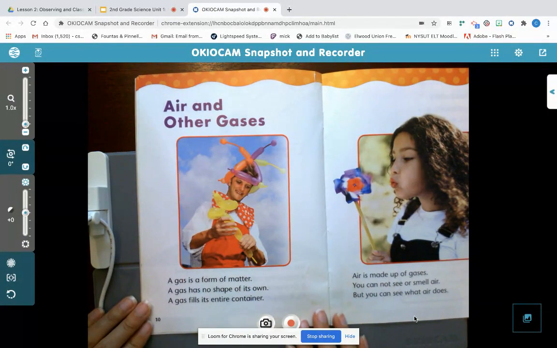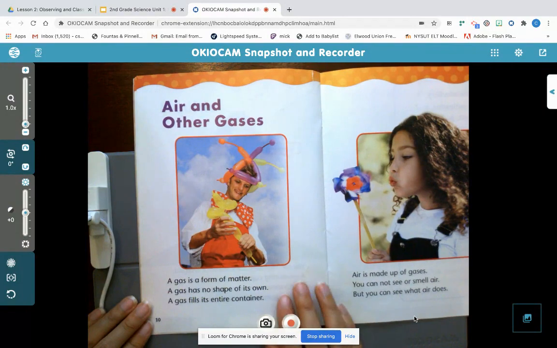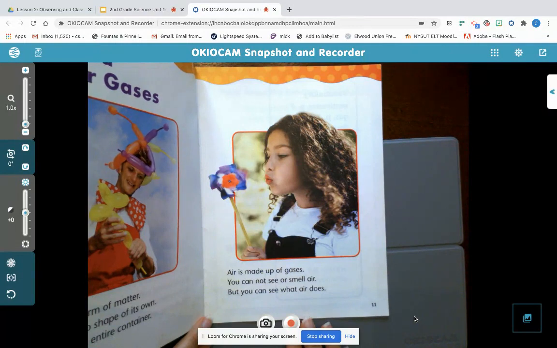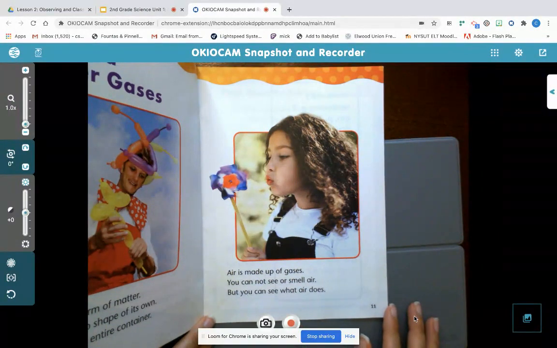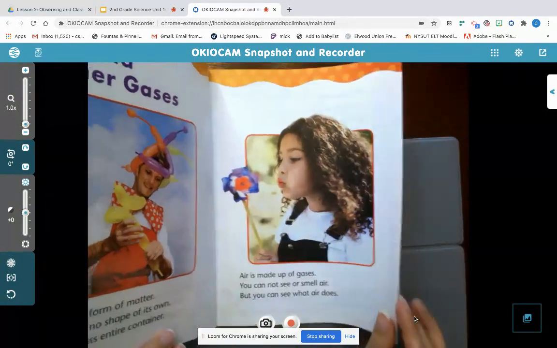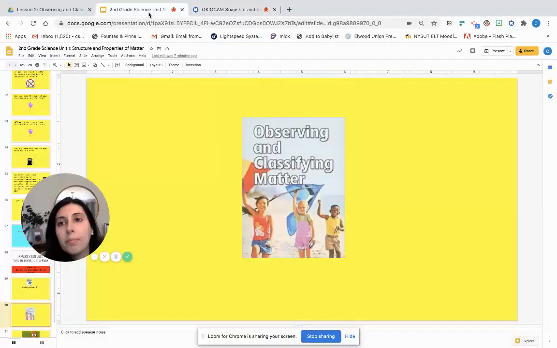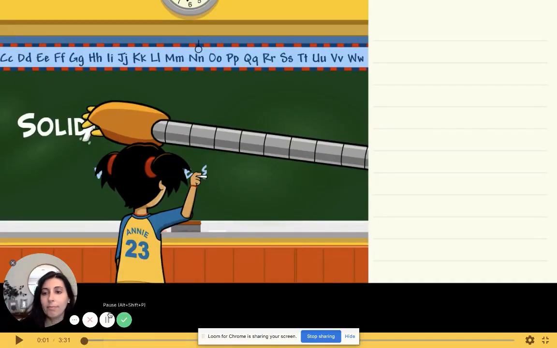Air and other gases. A gas is a form of matter. A gas has no shape of its own. A gas fills its entire container. Air is made up of gases. You cannot see or smell air, but you can see what air does. Let's see what Annie and Moby have to teach us about solids, liquids, and gases.